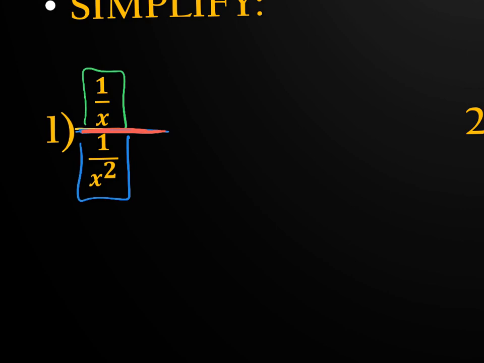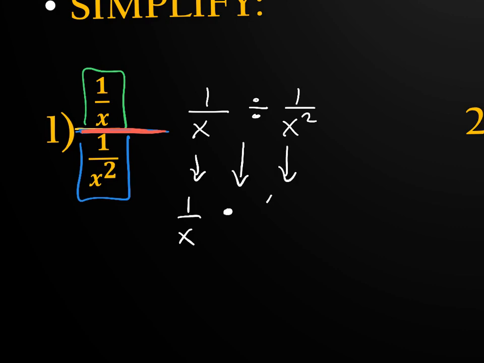So I'm going to be doing 1 over x divided by 1 over x squared. Now I'm going to do my stay, change, flip. So this one stays. This one I'm going to change to multiplication, and then I'm going to flip this fraction upside down. And now I'm going to look for things to simplify. Remember, when we simplify, we can only do top to bottom or, I mean, not side to side, diagonally. So I could actually simplify diagonally.